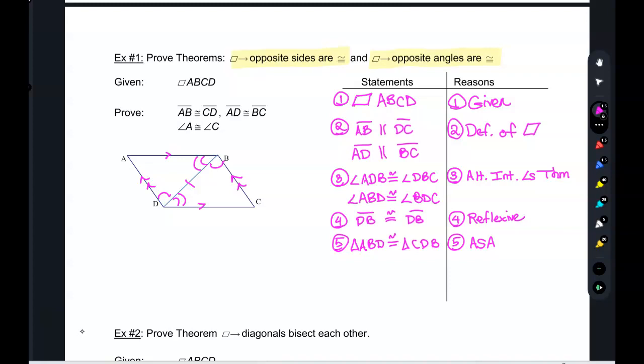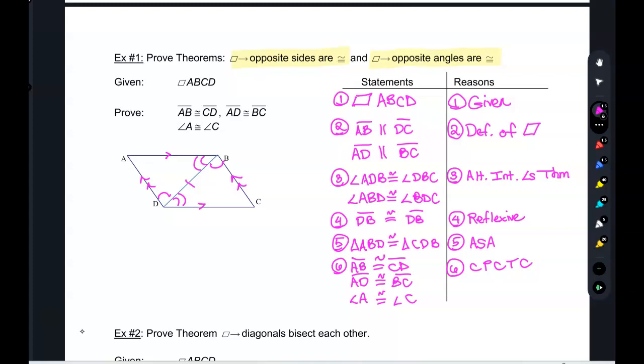All right, what now? Last step. CPCTC, good. So now that we know the two triangles are congruent, now the corresponding parts are congruent. So I can say my proof statement. So AB congruent to CD. I can say AD congruent to BC. And angle A is congruent to angle C because all of those have the same reason. CPCTC. Good.